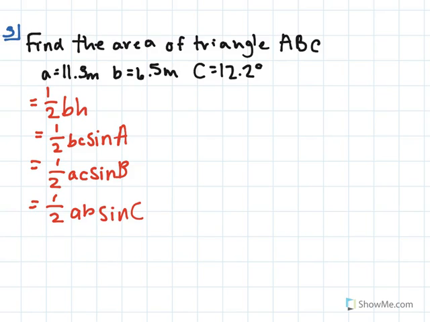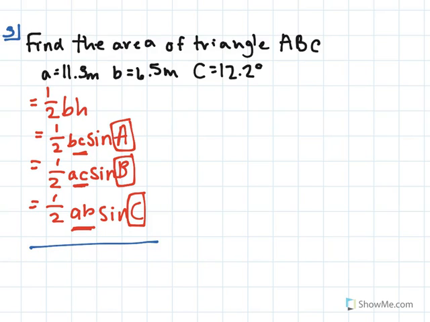So basically you can remember those by knowing whichever side isn't being multiplied in front of your sine is going to be the angle that you find after your sine. So here we have AB leaving C, or AC leaving B, or BC leaving A. So we're given sides A and B and angle C. So our best bet to find the area would be to use this third formula we have here.